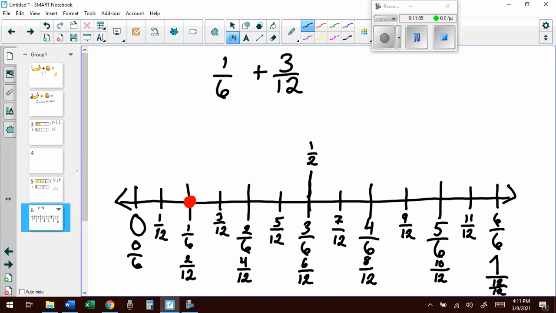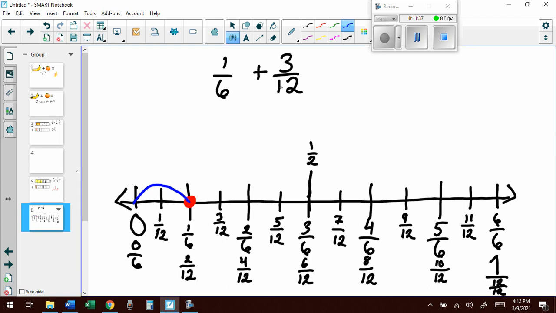So, in comparison to our benchmark fraction, we notice that 1/6 is less than 1/2, and 3 twelfths, we'll put that down there, is less than 1/2, because our 6 twelfths is equivalent to 1/2. So now let's show if we did 1/6, so we made this jump right here from 0 plus 1/6, that landed us right there, which happens to be 2 twelfths.